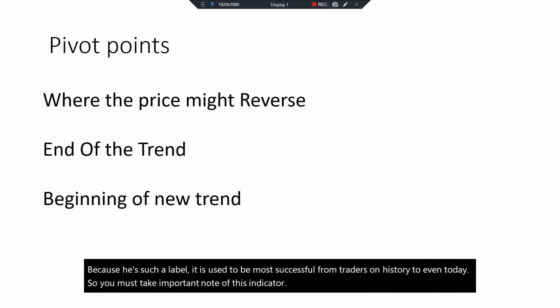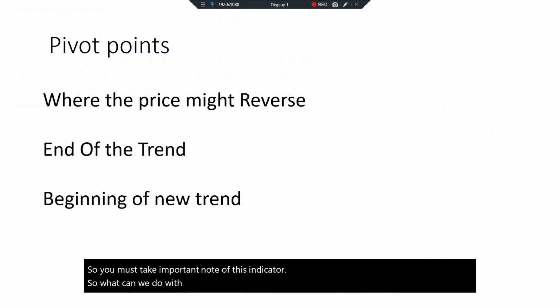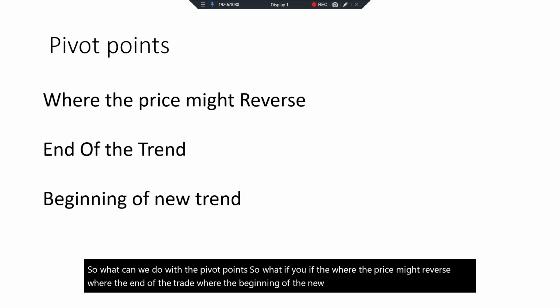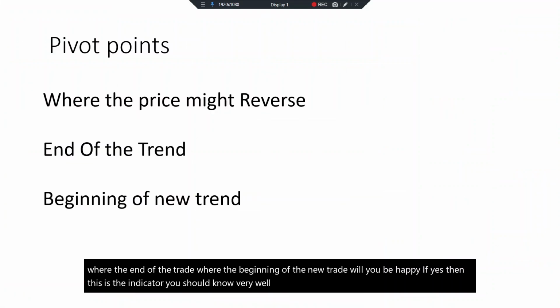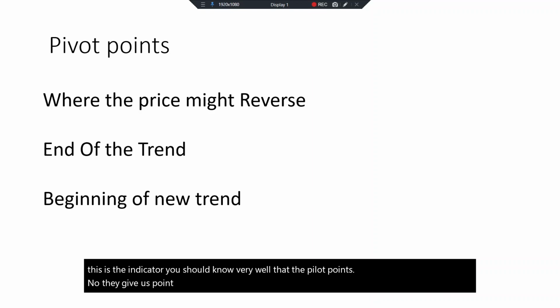So what can we do with the pivot points? What if you know where the price might reverse, where the end of the trade is, where the beginning of the new trade is, will you be happy? If yes, then this is the indicator you should know very well. The pivot points show the reverse point, the end and beginning of a trend.